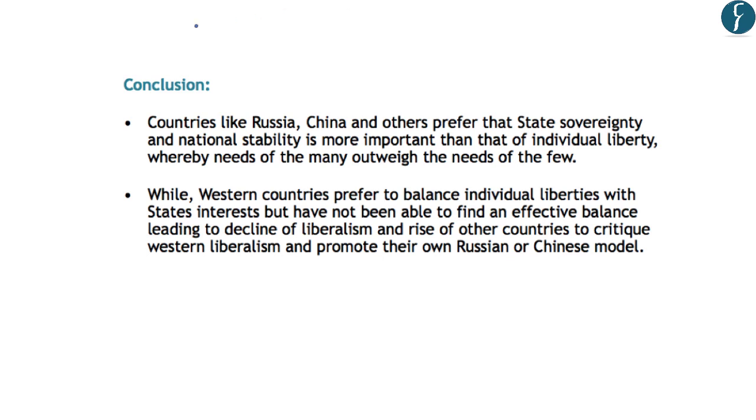Now, in conclusion, the author has analyzed why liberalism is failing in European countries. So in this regard, he has said that countries like Russia and China prefer state sovereignty and national stability over individual liberty. So this means that the state has a dominant role and is more important as compared to individual liberty in these countries. And in this sense, the power of the state mainly outweighs the needs of the few, which means that the majority has a dominant role in these two countries.